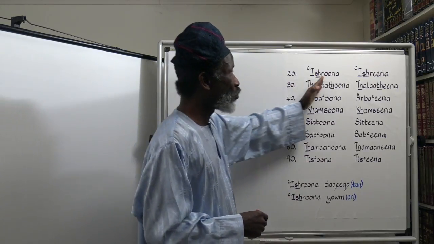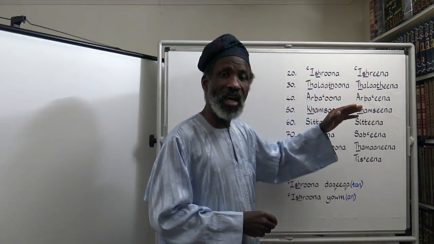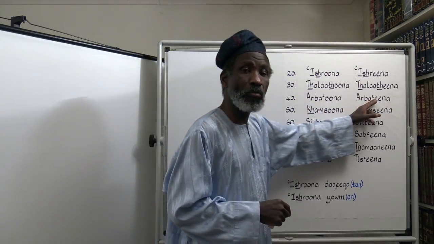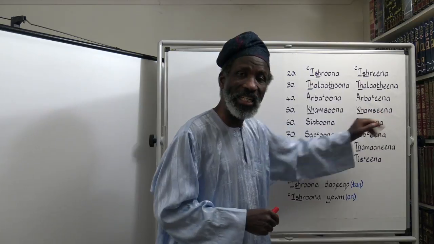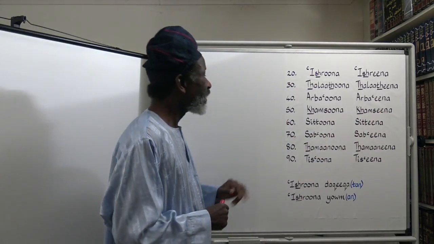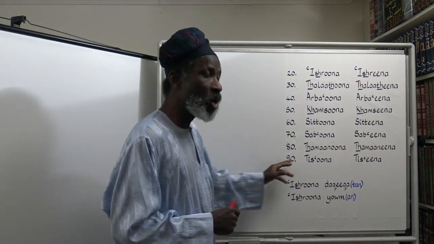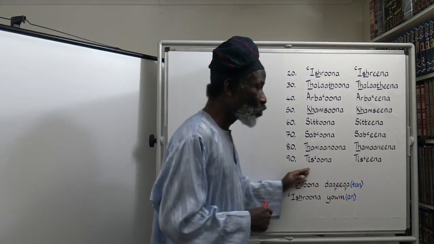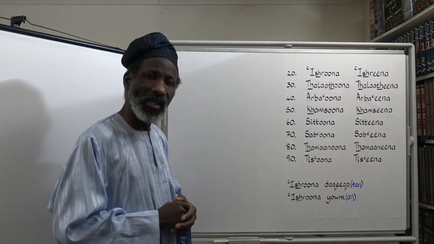So عشرون, عشرين, that's 20. ثلاثون, ثلاثين, pattern. أربعون, أربعين. خمسون, خمسين. ستون, ستين. سبعون, سبعين. ثمانون, ثمانين. تسعون, تسعين. So the pattern is easily recognized.